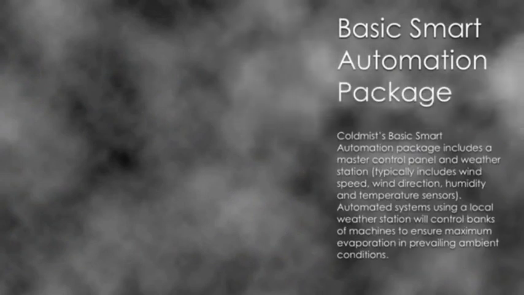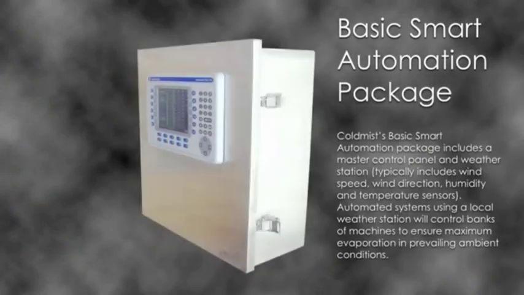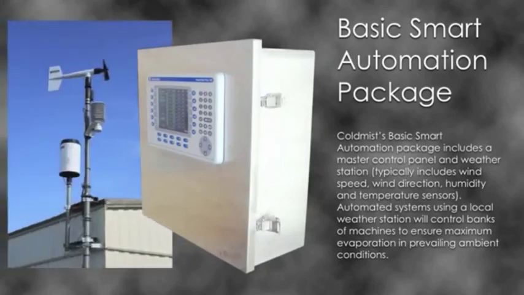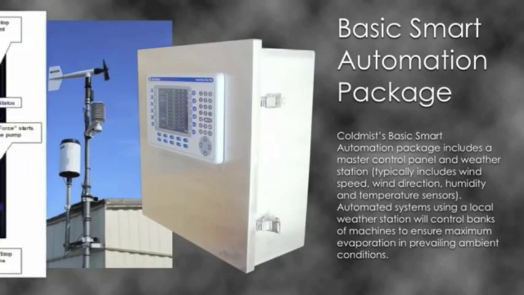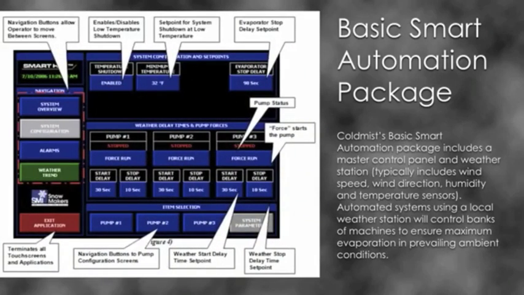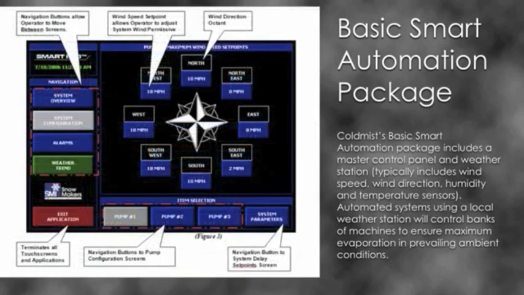Cold Mist's basic smart automation package includes a master control panel and weather station. Typically includes wind speed, wind direction, humidity and temperature sensors. Automated systems using a local weather station will control banks of machines to ensure maximum evaporation in prevailing ambient conditions.